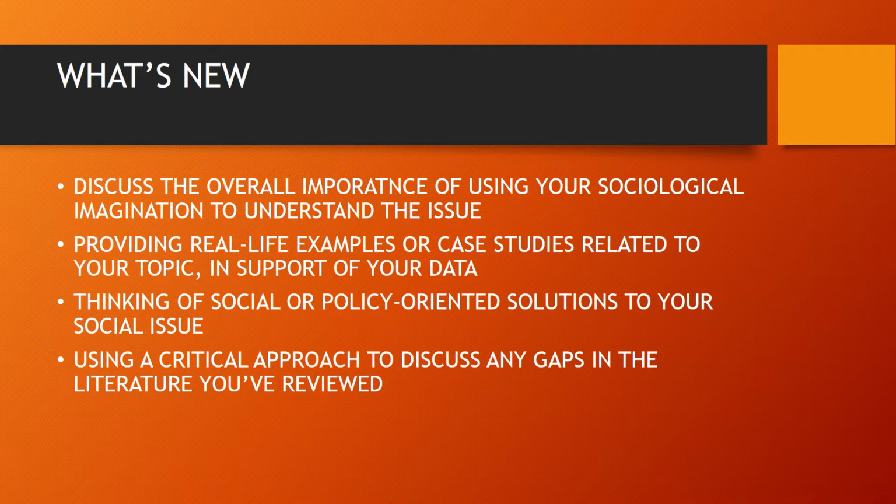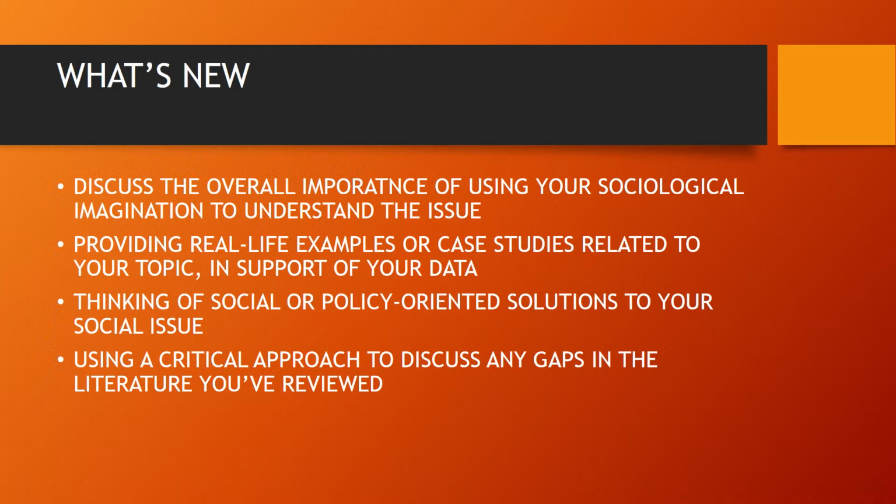You might also want to be thinking of social or policy-oriented solutions to your social issue. I kind of feel like the research part is really just the first step. In other words, what should the outcome be? There might be a social policy that can be enacted. There might be a human services solution to the topic that you've chosen. There might be a government policy or even a law that could be enacted that might have a tremendous impact on the topic that you've chosen to discuss. So if you have some ideas about that, including those in your conclusion are really an asset, I think, to any research paper that you write.